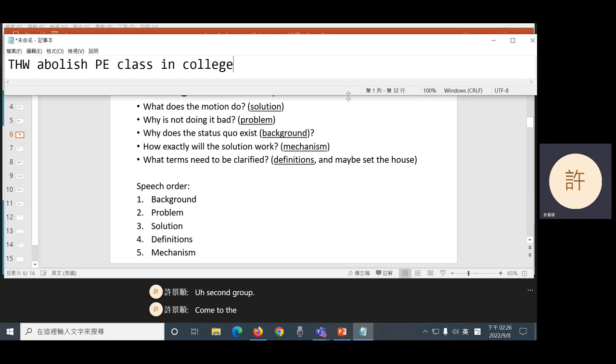Okay, hello guys. So the background is, in Minchan University, just like group one says, the teachers and the government want us to exercise because we are busy working on school subjects or homework. But the problem is there's no academic credit on PE class, and maybe if we want to learn, we want to choose other courses, but the school rules need us to choose PE class, so we can't.